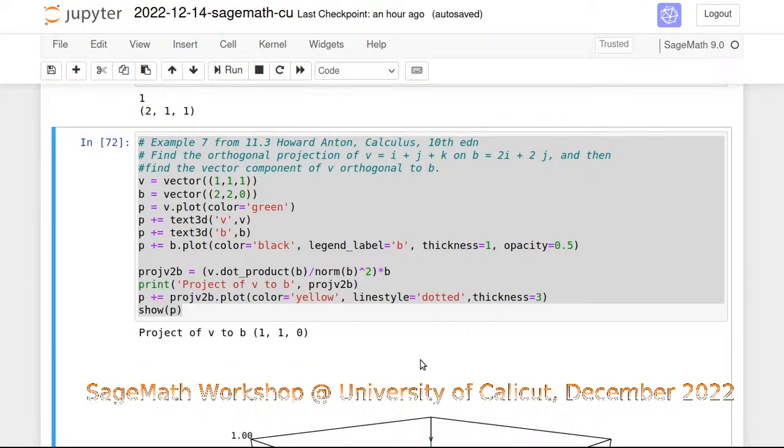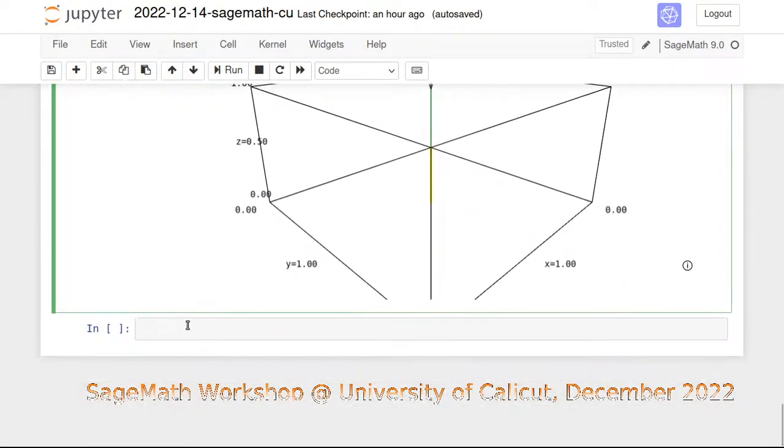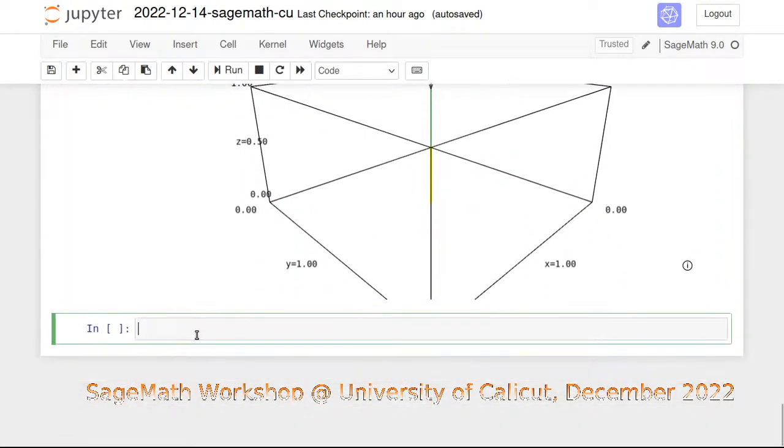Fine. So now let us see one more small problem. This is actually drawing the projection, finding the projection and plotting it. Now we will see one more problem which we will continue tomorrow. It's very easy actually. Given the normal vector and a point passing through that, let us try to find the equation of the plane passing through that vector.